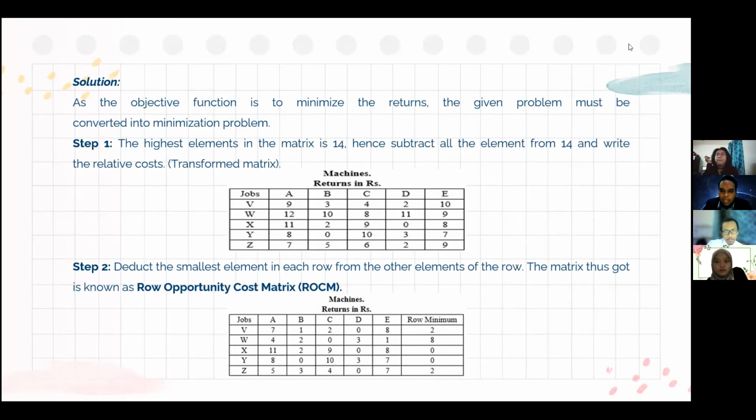For step 1, the highest element in the matrix is 14. So subtract all the elements from 14 and write the relative costs, which is called the transformed matrix. For step 2, we deduct the smallest element in each row from the other elements of the row. The matrix thus obtained is known as the row opportunity cost matrix, ROCM. Next, please.